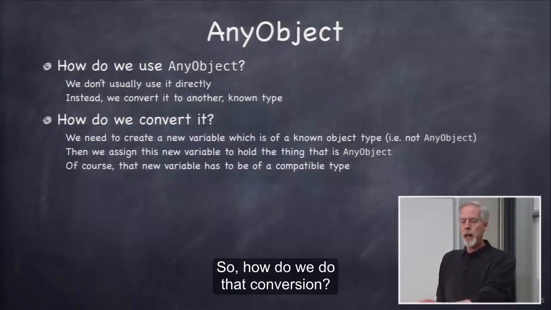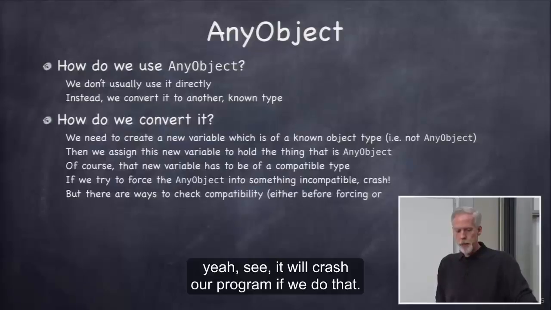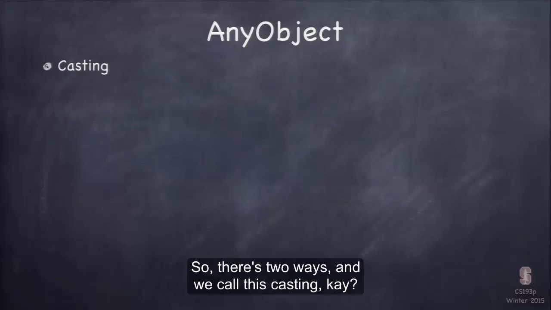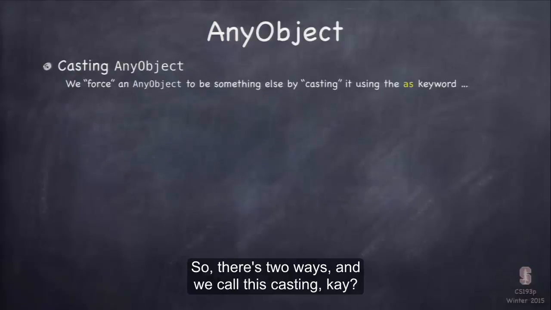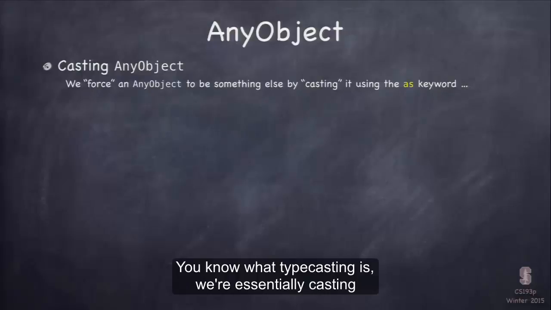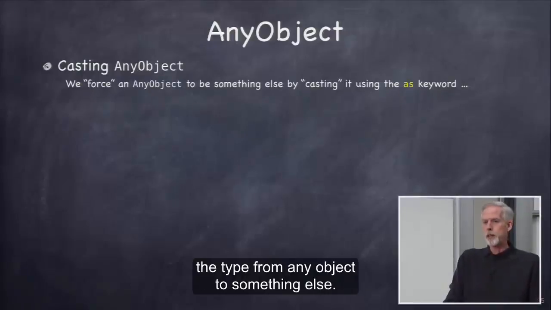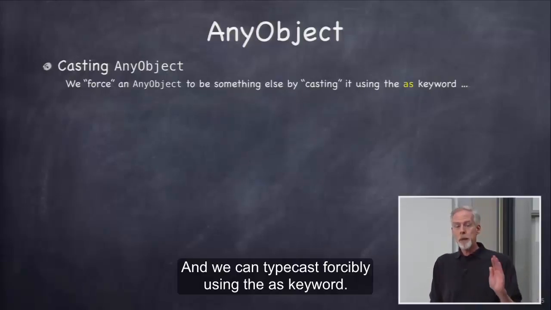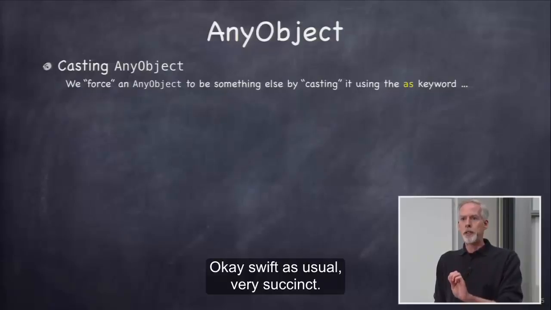So how do we do that conversion? Yeah, we crash our program if we do that. How do we do that conversion safely so we're not crashing our program all the time? So there's two ways, and we call this casting, okay? You know what type casting is. We're essentially casting the type from any object to something else. And we can typecast forcibly using the as keyword, as. Okay, Swift, as usual, very succinct.